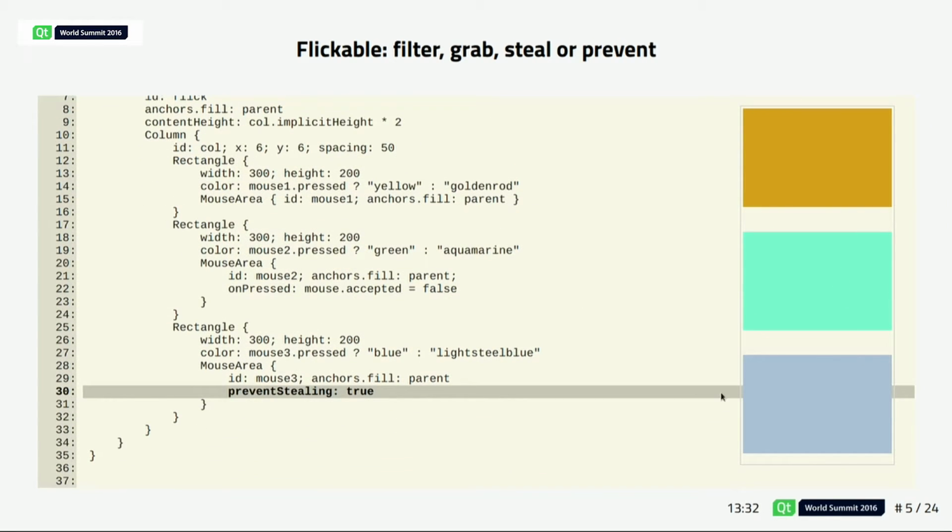Okay, the last one, we did preventStealing true. So in this case, I press, and I try to drag, and I can't, because this is the one mechanism that we have to prevent the flickable from stealing the grab from this mouse area. So isn't it kind of odd that we had to change mouse area in order to keep flickable from doing something we didn't want it to do, right? I'm not sure if I've got the right way to improve this yet, but it seems like we could do better maybe.